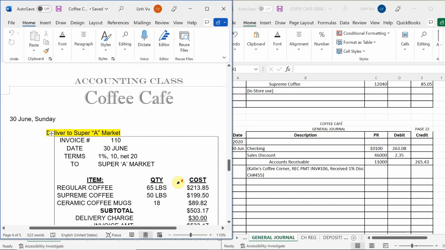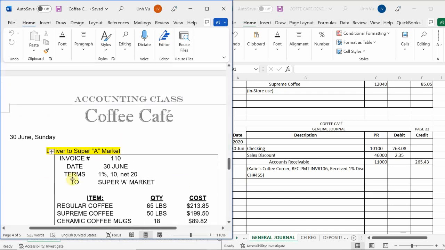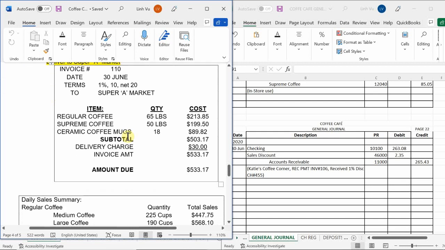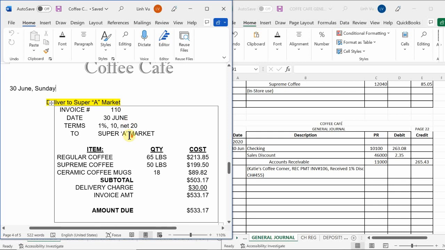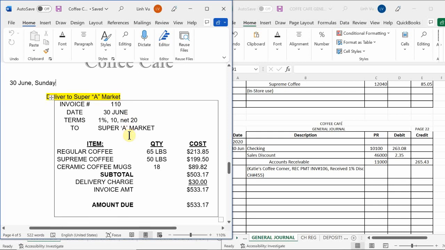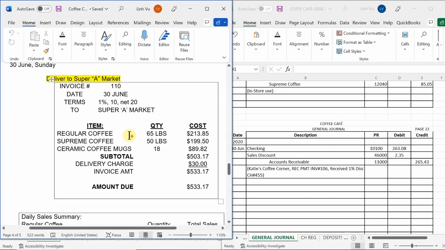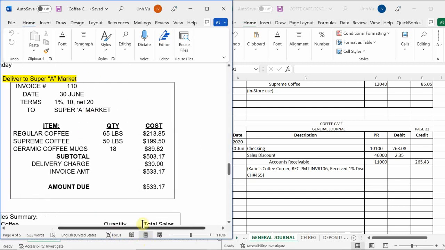Let's see what has happened next. We need to deliver to Super A Market, okay, for the 65 pounds of regular coffee with the 50 pounds of Supreme coffee and 18 ceramic coffee mugs. Okay, invoice number 110. Okay, grand total due $533.17.